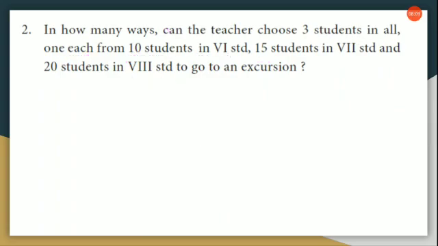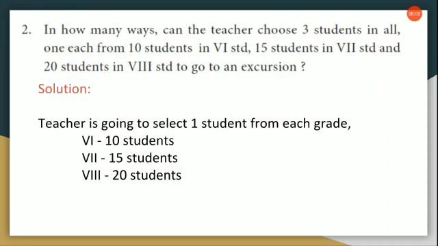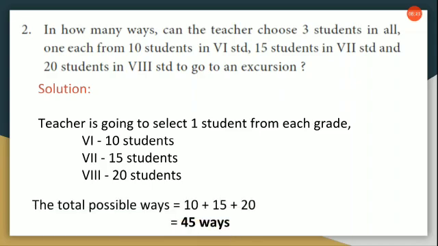Clear? So how will we start writing it? Teacher is going to select 1 student from each grade. Okay? And in 6th standard there are 10 students. In 7th standard 15. 8th standard 20 students. Okay? So what is the next step? The number of possible ways is equal to 10 plus 15 plus 20 and it will give you 45 ways. Clear, children? Shall we move on to the next one?